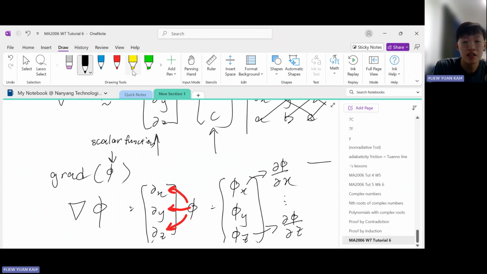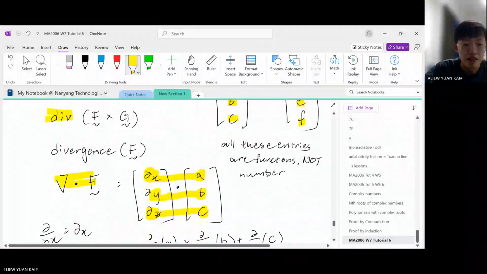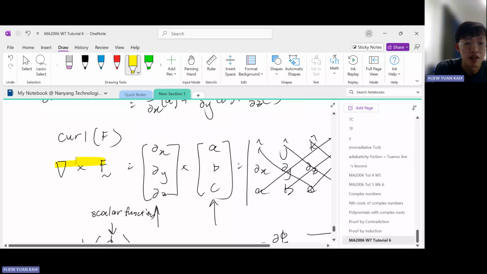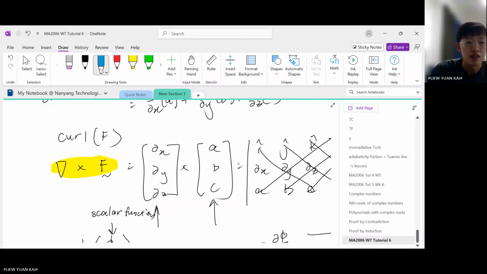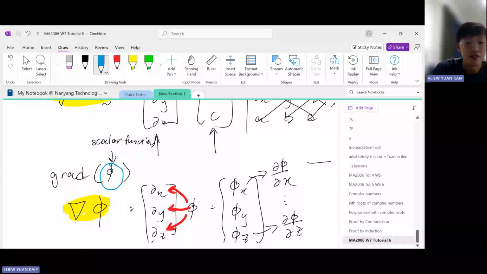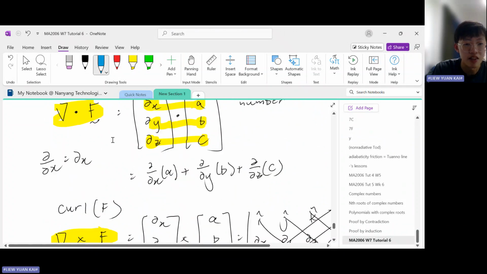So in summary, we have three types of operation using nabla. Gradient, where you scalar multiply nabla with phi. Then divergence, where you dot product nabla with f, and then curl, where you cross multiply nabla with f. Okay, and it's also important to know that phi is a scalar function, whereas these two are vector functions, right? Vector function and vector function.